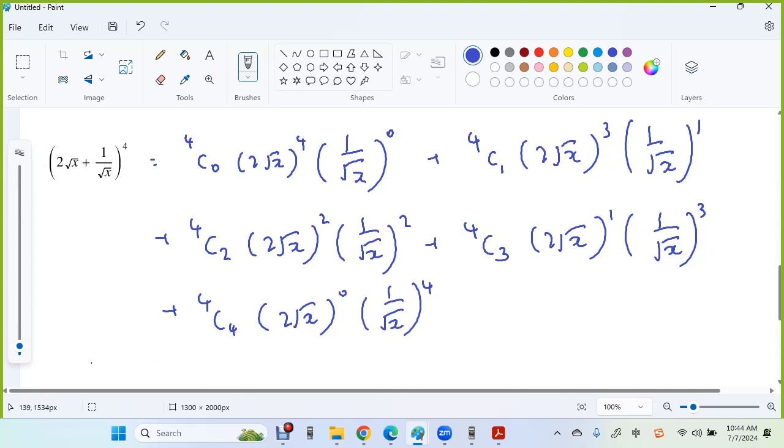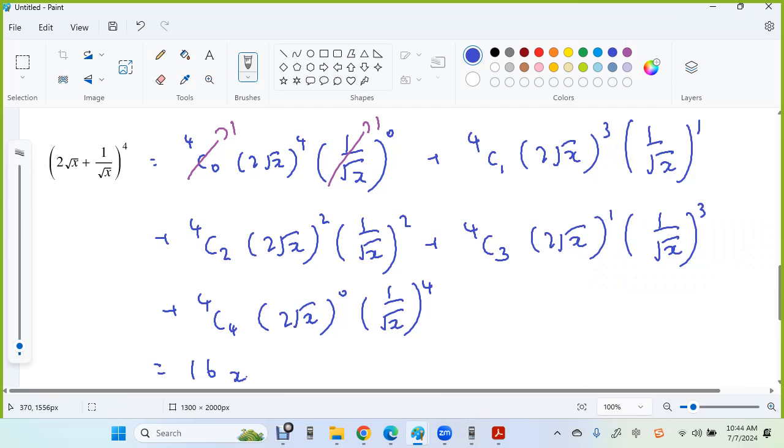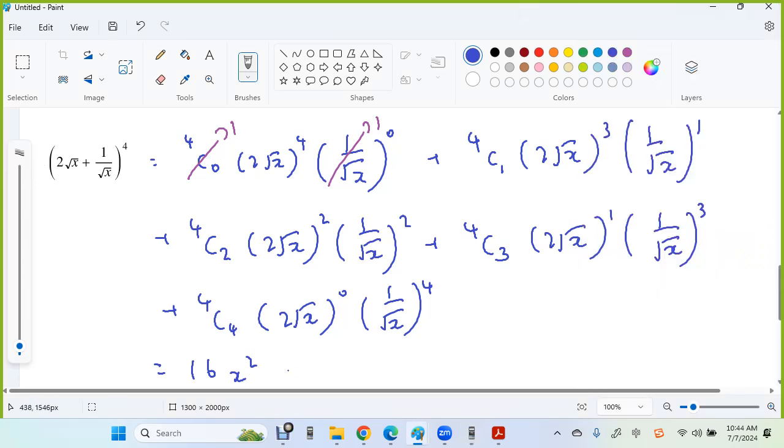So the first term, this is actually 1, this is also 1, 2 to the power of 4. So we have 2 power 4, that is 16 x squared. Okay, and then we have the 4c1 times 2 to the power of 3, then it's 32. So 32 x. So this one cancels with this one, then we have square root x squared, then it is x.